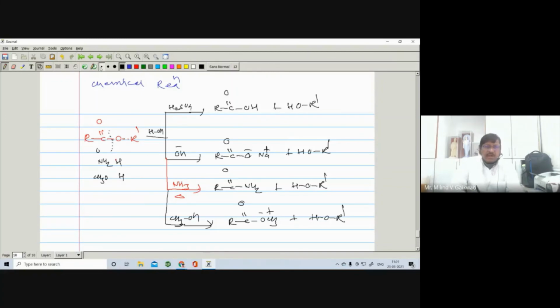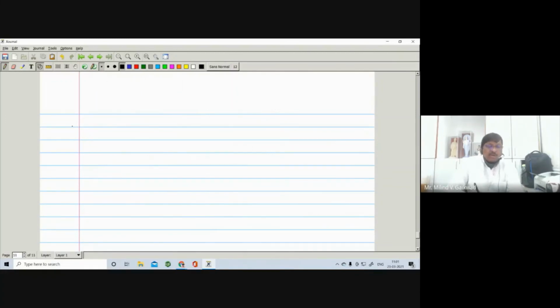Next reaction, reaction with the Grignard reagent. Reaction with the Grignard reagent of ester. So RC double bond O R dash reacts with two molecules of RMgX. It is seen that there is a formation of corresponding alcohol, that is a tertiary alcohol, right? Mechanism. Here, firstly, we'll add the first molecule of RMgX, right? RMgX. So what happened?